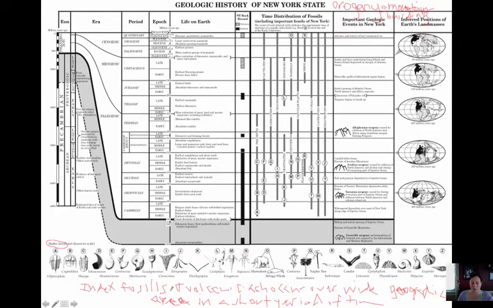Okay, so index fossils and volcanic ash occur over a wide geographic area in a short period of time.